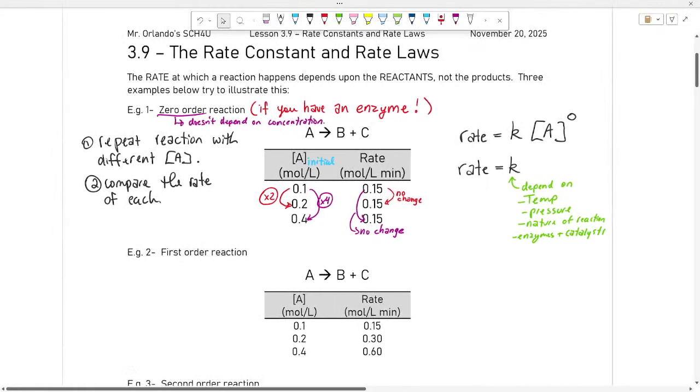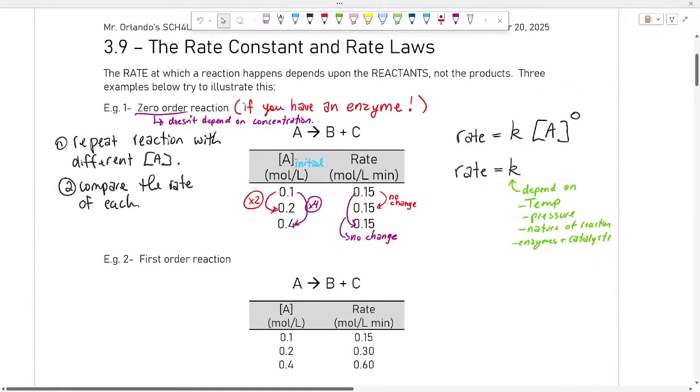You won't come across a lot of zero-order reactions. You'll come across them in biology, where enzymes limit things. In the kind of chemistry we tend to do in a high school lab, like physical chemistry, you're not going to come across a lot of zero-order reactions. But I want you to be aware of their existence.